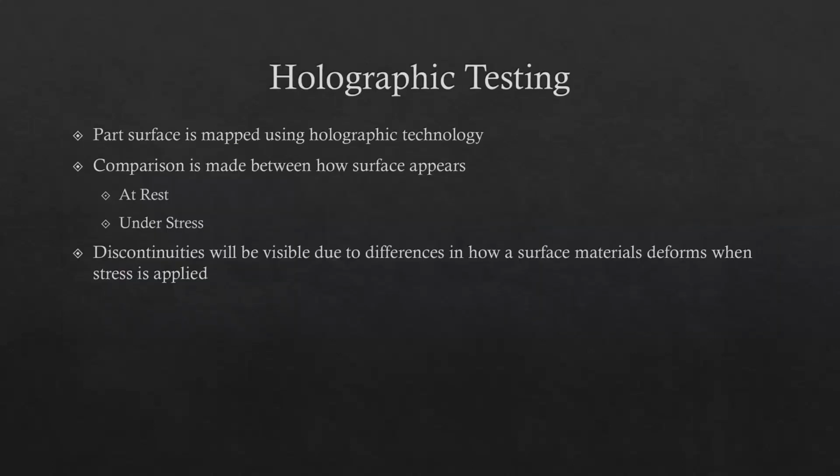But we'll start with holographic testing. So holographic testing is where we use holographic technology to map a surface. It's a comparison process where we look at the surface at rest, then we stress the material, and then it's going to compare. Differences will appear based on how the material deforms when stress is applied.